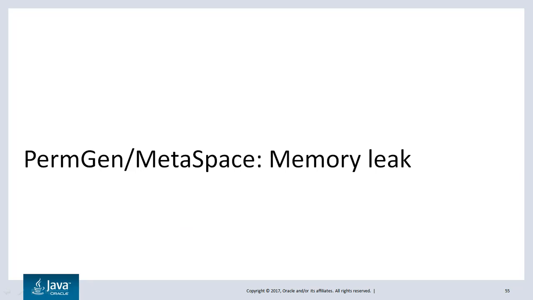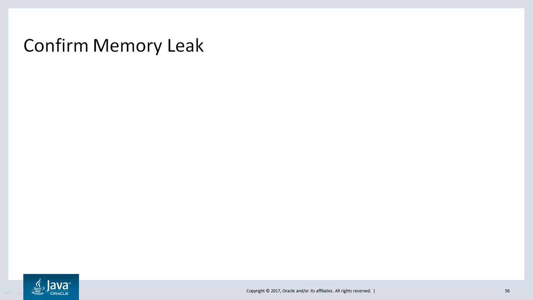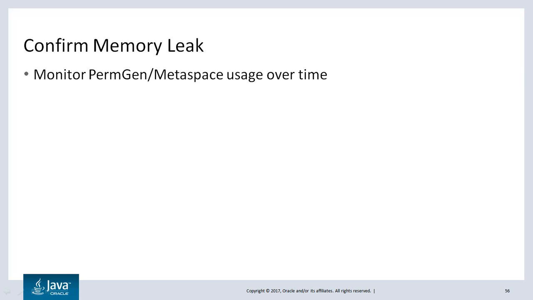As learned in the previous lessons, PermGen or MetaSpace is the memory pool that the JVM uses to store the classes and class metadata. In this segment, we'll cover how we can troubleshoot class and class loader related memory issues. Before we start investigating the causes of memory leaks in PermGen or MetaSpace, we should first confirm if there is a memory leak. We should monitor the usage of the PermGen or MetaSpace over time.